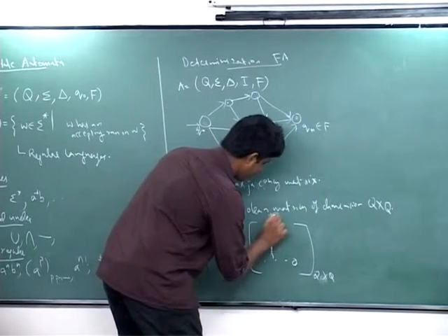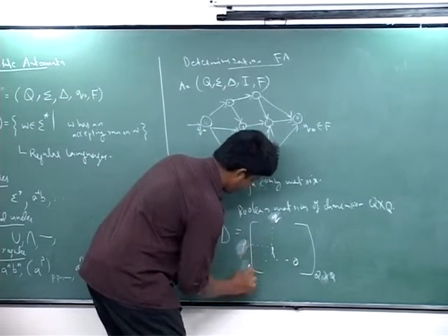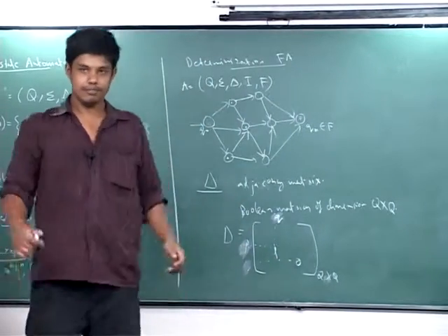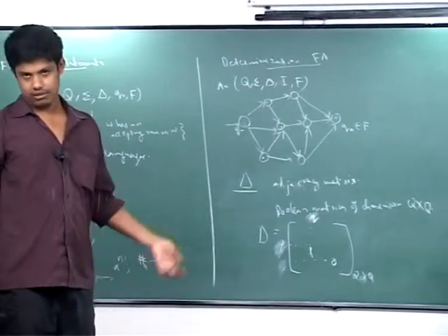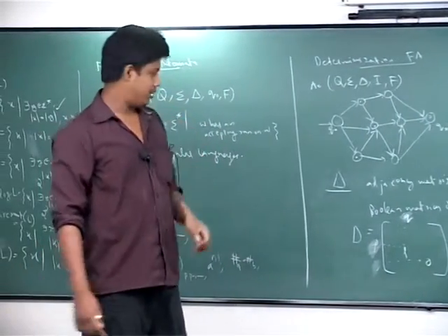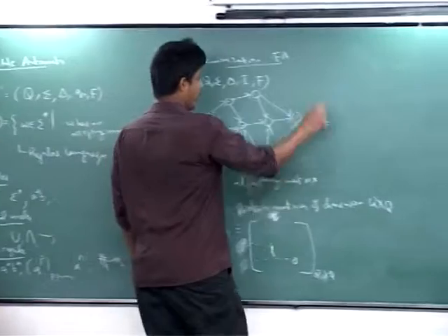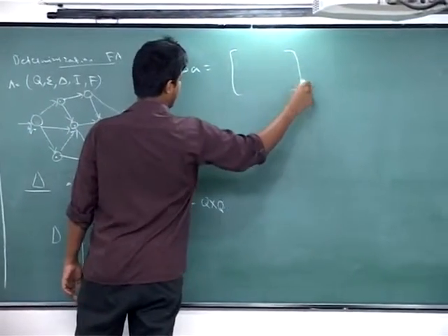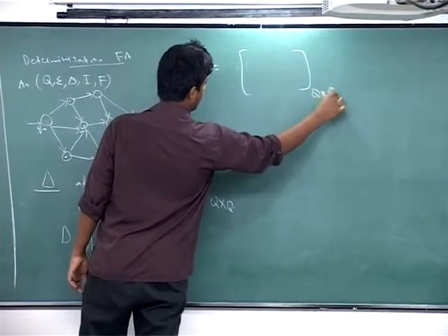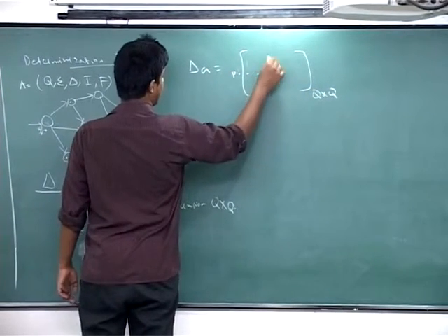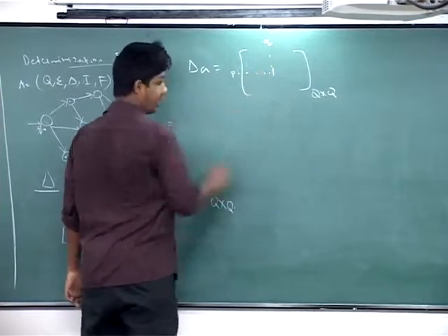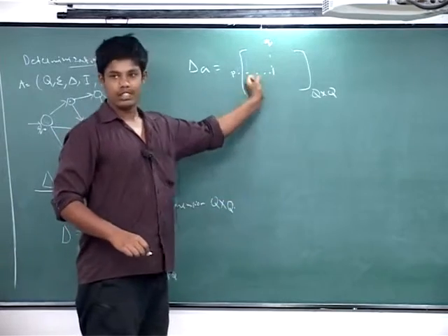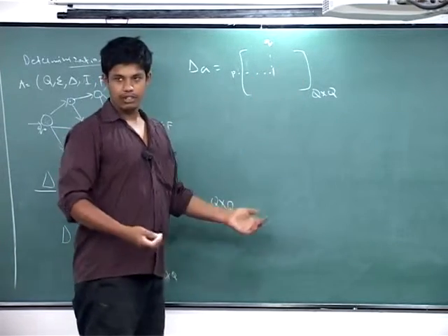Should have used small letters, sorry. If it is 0, it means that there is no transition. And these are Boolean matrices, because you have only entries 0 and 1. So this is for delta. And what about delta A? What will be the natural definition of delta A? The entry PQ is 1 if there is an A transition from P to Q, otherwise it will be 0.